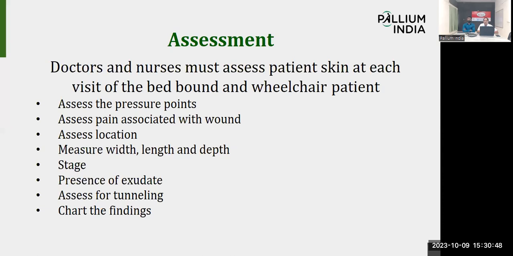So yes, we have to assess stage 3 for any tunneling, and then chart the findings. We have to use the wound chart and chart whatever findings we have got: the pressure point area, the pain associated with the wound, location, width, length, depth, stage, exudate, tunneling, and findings. You have to chart it, right? Then management.